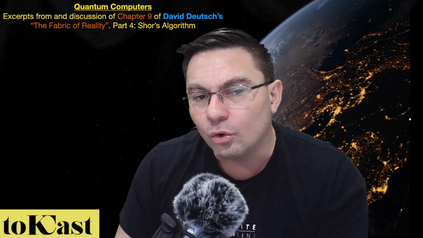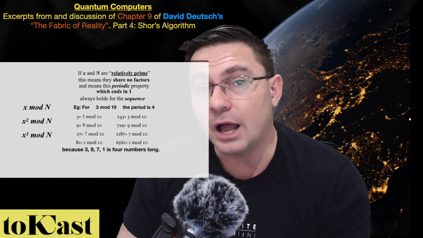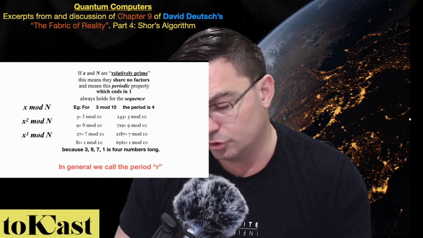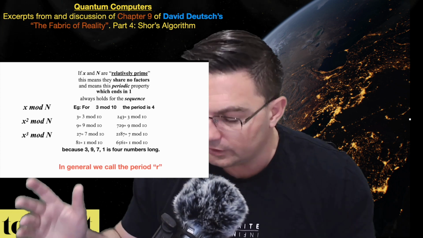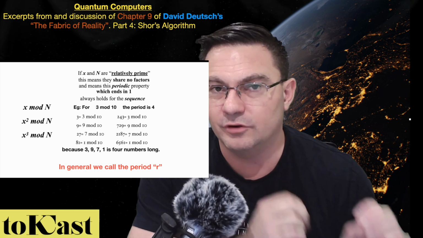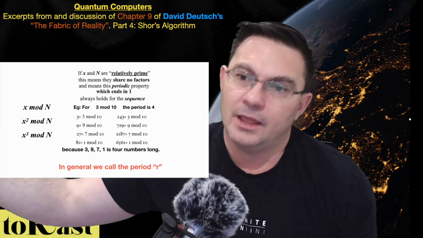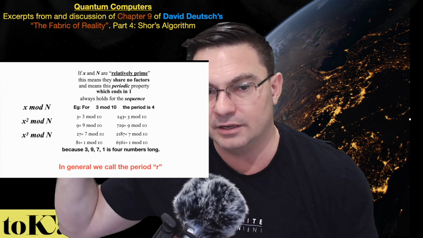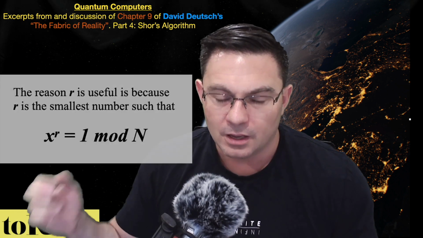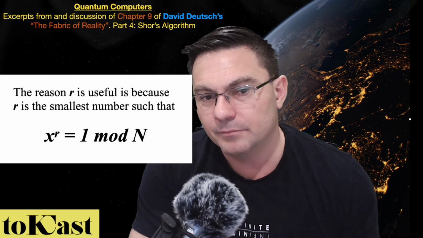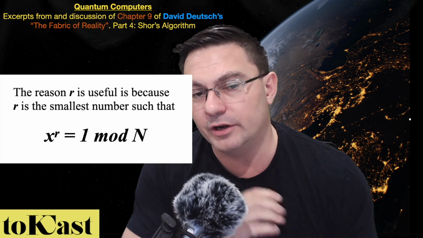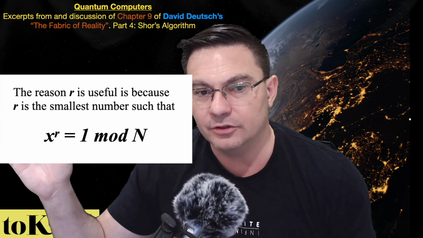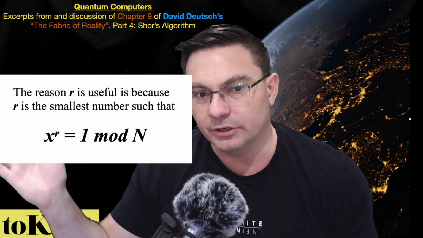Now we call the period R, letter R. And this is going to be absolutely crucial. One of the whole points of Shor's algorithm is going to be to find R, the period, how frequently the remainder reappears. R is the smallest number such that x to the power of R equals 1 mod n, where the 1 is the remainder that you get, and R is the period.